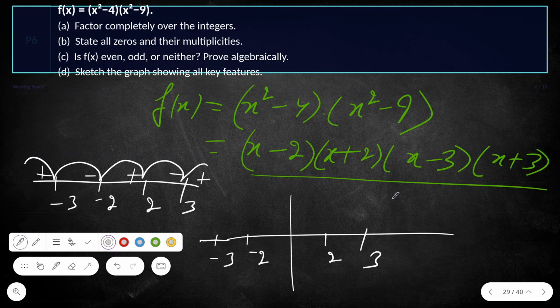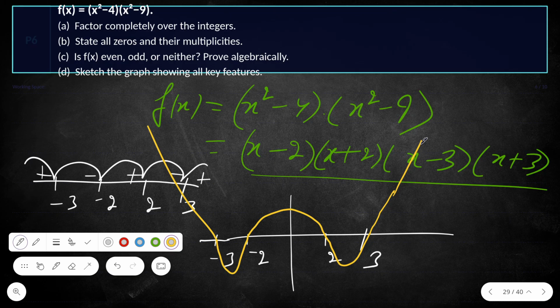In this case, can you see that this would be positive when x is greater than 3? Between 2 to 3 it would be negative. Again between −2 to 2 positive, −3 to −2 negative, and after that this is again positive. This is the graph of this function.